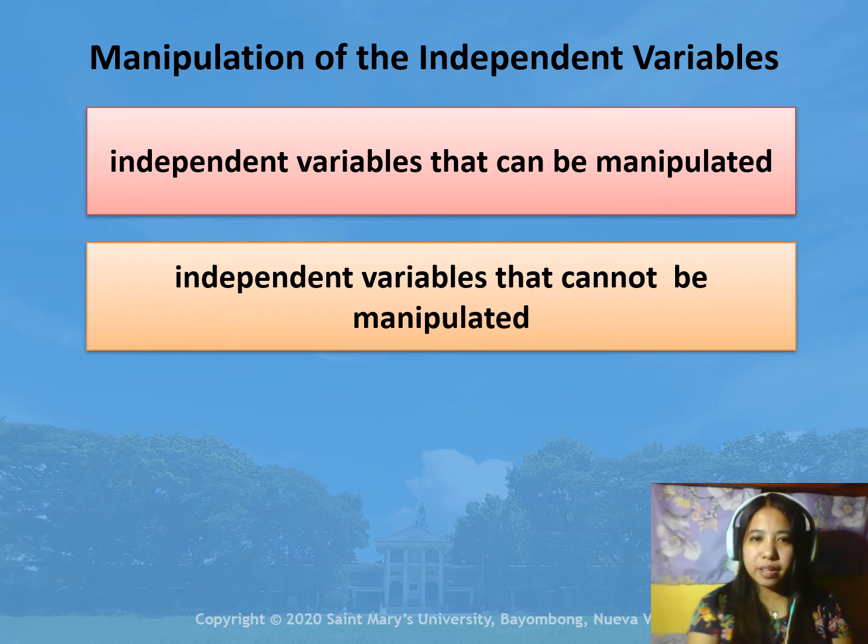In terms of manipulation of the independent variables, we actually have independent variables that can be manipulated and independent variables that cannot be manipulated. Examples of independent variables that can be manipulated are the amount of enthusiasm in teaching, the teaching method, the learning activities, type of assignments, materials used, type of counseling. Examples of independent variables that cannot be manipulated are profile variables such as the gender, ethnicity, age, and religious preferences.